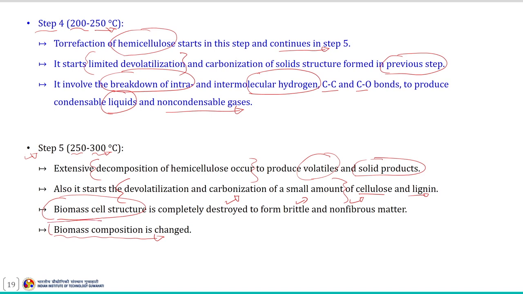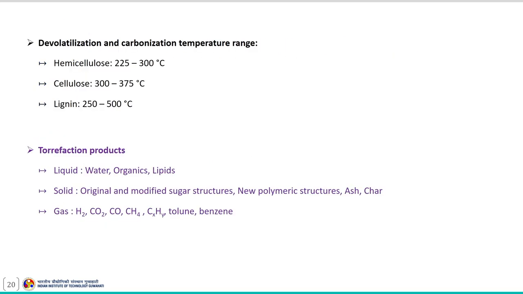And at the end of this particular step, the biomass composition is totally changed, because the major constituent of the biomass, that is hemicellulose, is extensively decomposed during this stage. And there is a start of devolatilization and carbonization of a small amount of the cellulose and the lignin. Because of that, the biomass composition totally gets changed in the fifth step of the torrefaction process.